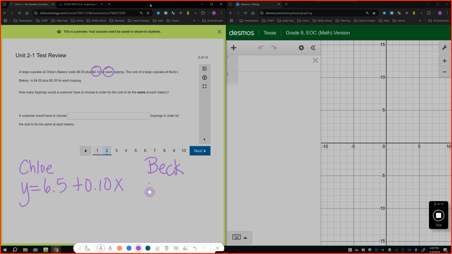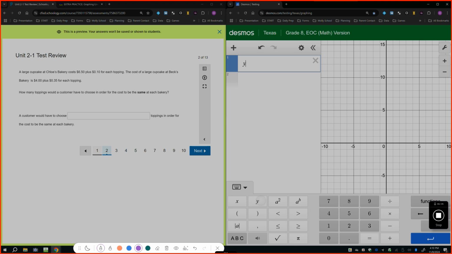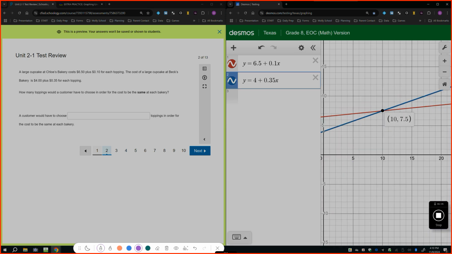And Beck's equation is y equals 4 plus 0.35x, okay? So what are we going to do with those? We're going to stick them in our calculator. So give me a second. It was y equals 6.5 plus 0.1x. And then my other one was y equals 4 plus 0.35x. Okay, now I'm going to look, because what I'm looking for is where they cross.